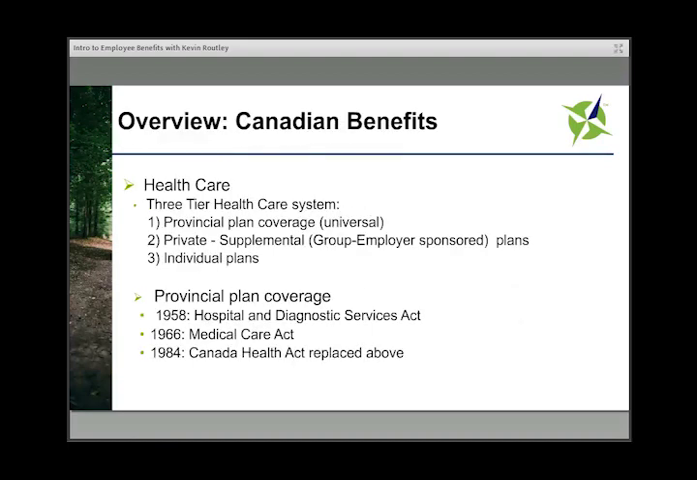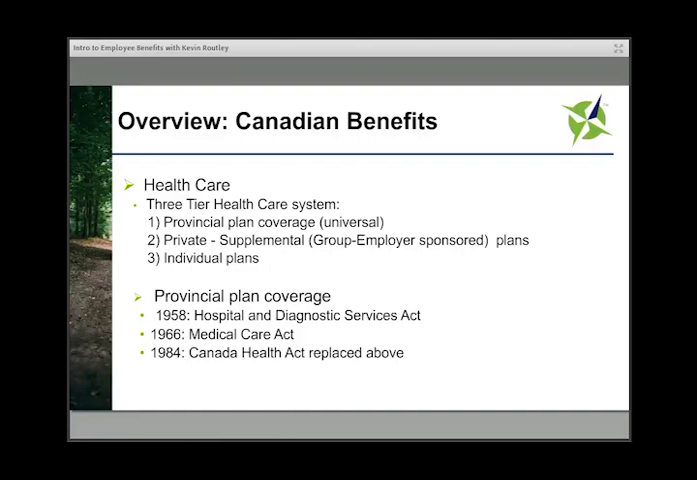So to look at the overall Canadian benefit landscape, healthcare is set up under 3 different tiers of our healthcare system. You have your provincial plan. In Ontario, it's called OHIP. We have private coverage or supplemental group employer-sponsored employee benefit programs and individual programs.